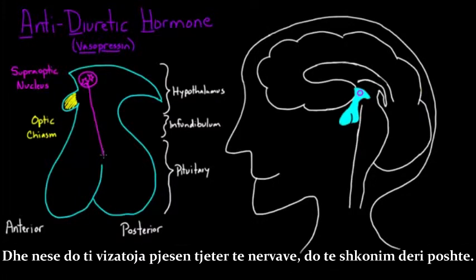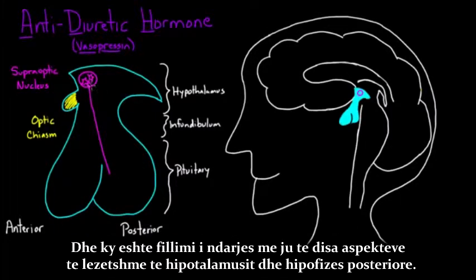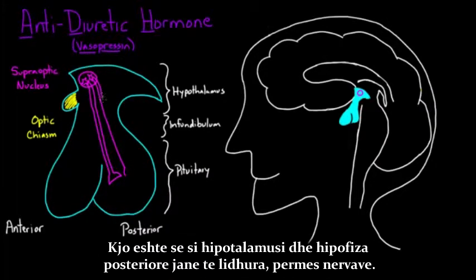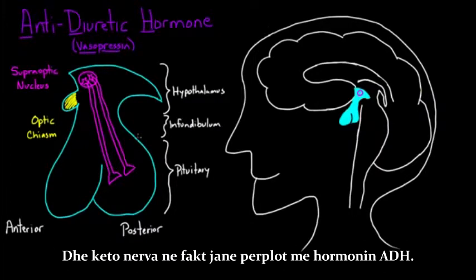And actually if I was to draw the rest of this nerve, it would go all the way down, and this is actually beginning to share with you some of the cool aspects of this hypothalamus and the posterior pituitary. You can see that basically these nerve cells start in one spot and they go all the way down to the posterior pituitary through the infundibulum. So this is how the hypothalamus and the posterior pituitary are connected through nerves. And these nerves are actually full of the hormone ADH.